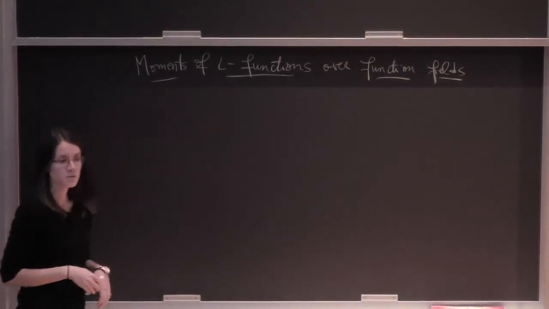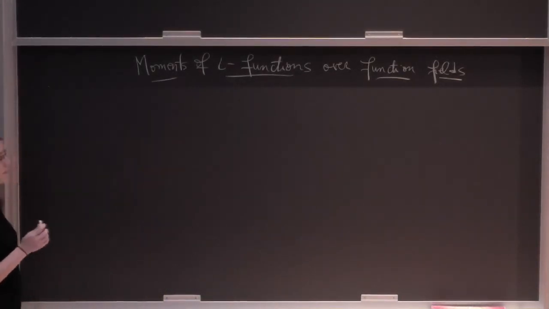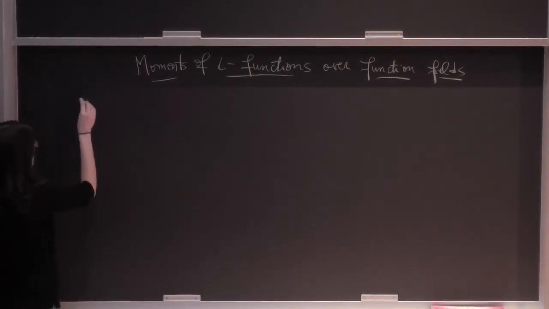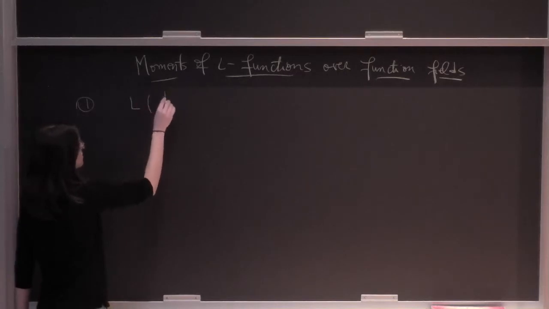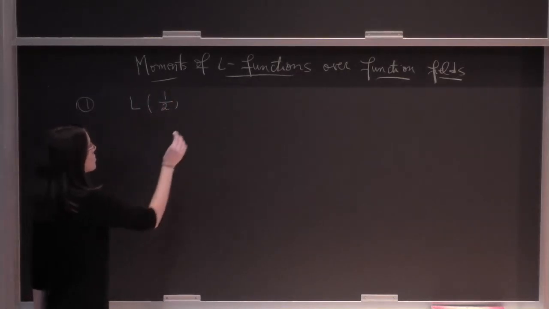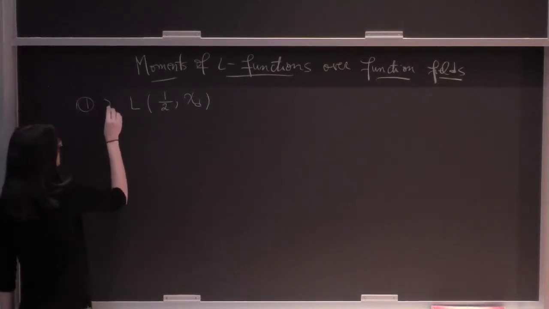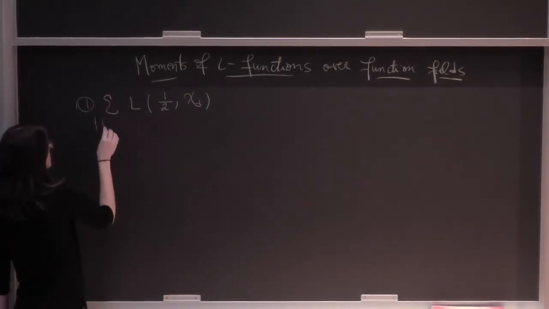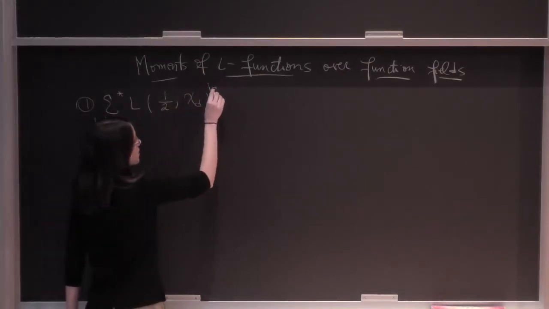I first want to introduce the number field problem of computing moments in families of L-functions. The family I'm going to be interested in is the family of quadratic Dirichlet L-functions. So I'm looking at L(1/2, χ_d), where χ_d is the quadratic character mod d, and I'm summing over fundamental discriminants of size up to x. And I want to compute the kth moment of this.